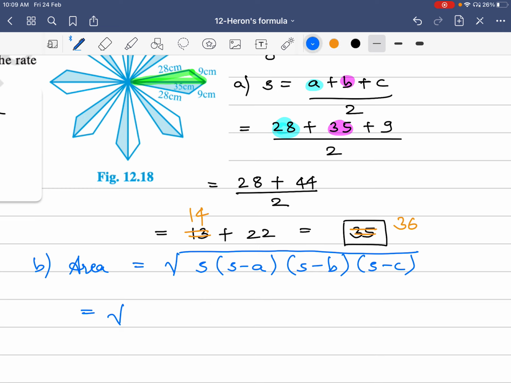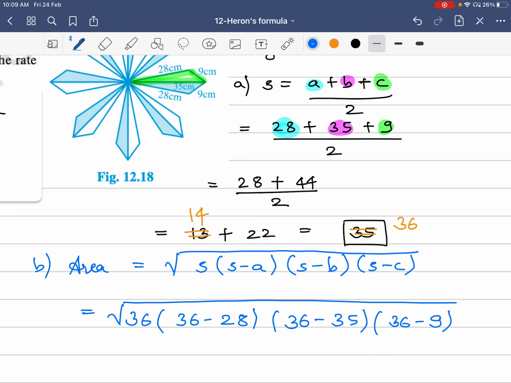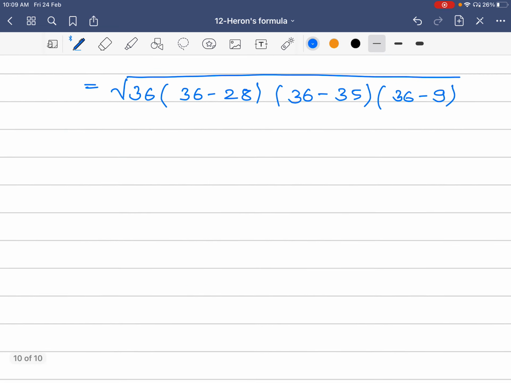So now once again, this is going to be 36 into 36 minus 28. Now this is going to be 36 minus 35, which is our B, and finally we have C. C is 9. So 36 minus 9. So this whole thing becomes now the area of the triangle. So let's come down and focus only on this.